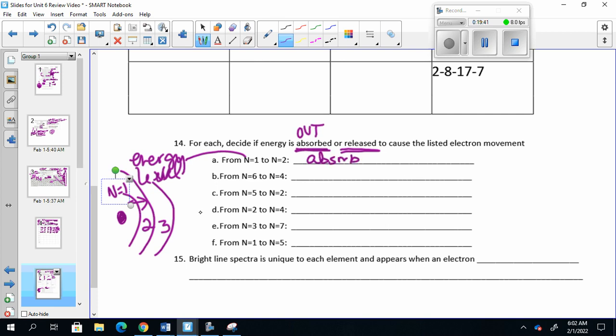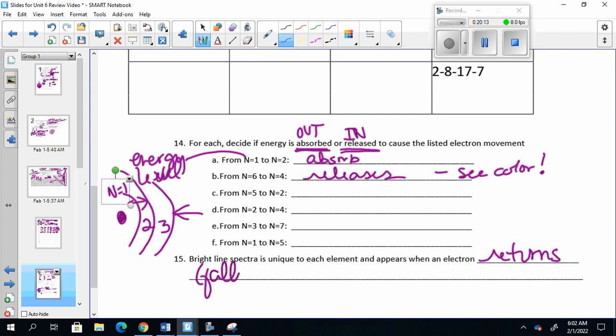If I go from 6 to 4, I'd be moving in. When it goes in, that's when it goes from excited back to ground. So that's when it releases energy. This is when you're going to see the color. And so you go ahead, finish those ones. And then bright line spectra is unique to each element, and it appears when an electron returns, sometimes we say falls, from excited state back to ground state.